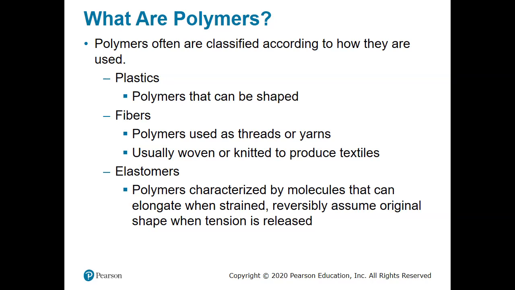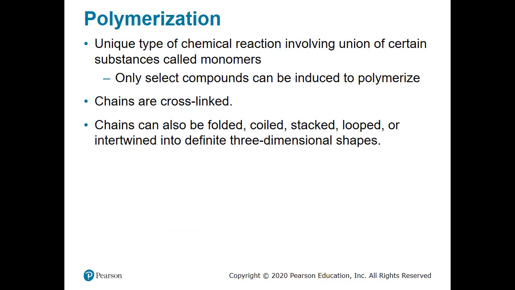You're familiar with some of these. Spandex, nylon, stretchy material, rubbers to some degree. How do we get these? Well, the formation of polymers comes from a process called polymerization. A polymerization reaction comes from the reaction of the repeating unit. The repeating unit is called a monomer.